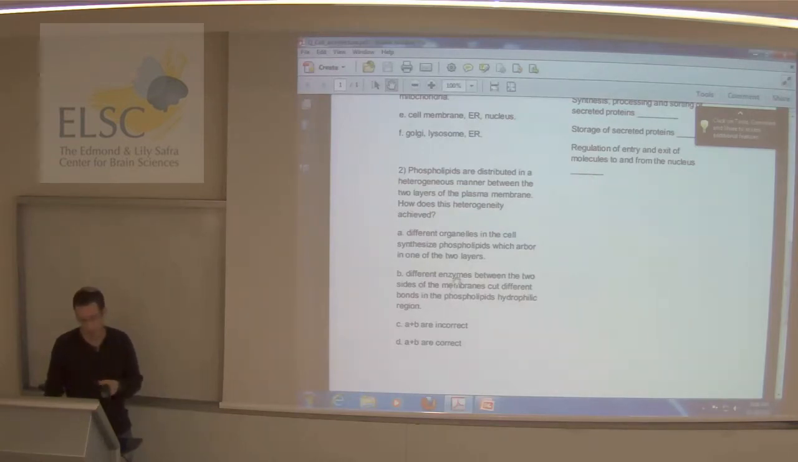And the second one: different enzymes on the two sides of the membrane cut different bonds in the phospholipid hydrophilic region. What about this explanation? It's also correct. Which enzymes am I talking about here? Phospholipases, right? The ones that cleave lipids in certain regions. So these two explanations can be the reason for the heterogeneity in phospholipid distribution, and the correct answer is A and B are correct. D.